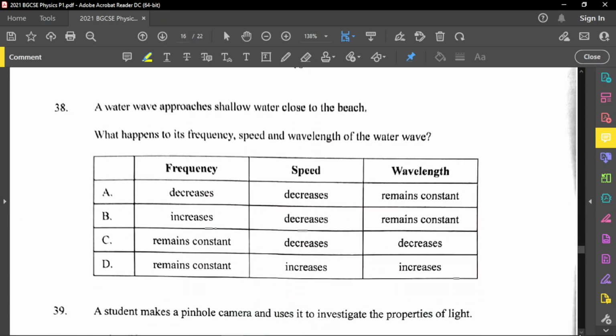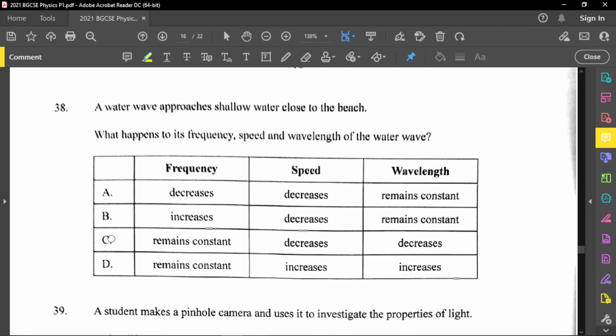38, you see a water wave approaches shallow water close to the beach. What happens to its frequency, speed, and wavelength of the water wave? Just to mention this, coming from deep to shallow, the wave actually moves slower. So speed has to decrease, that's for sure. And you also have a shorter wavelength. So we're sure about two things: the speed will have to decrease and the wavelength will have to decrease. If you look through these two columns, the only answer that has both decreasing is C. Now the frequency will be the same.